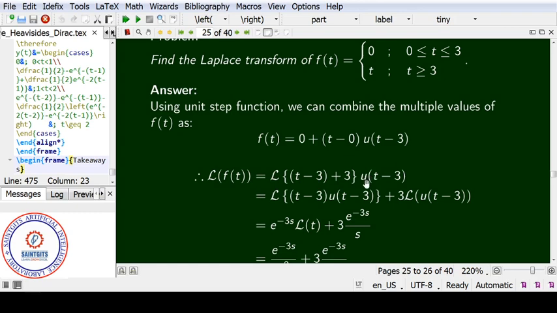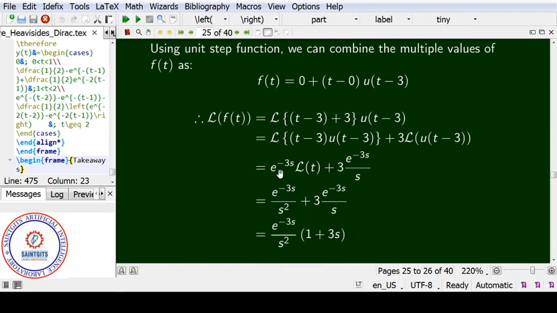Now look, here we have t minus 3, so we have to rearrange this t to get a t minus 3 term here. So t can be rearranged as t minus 3 plus 3. When we simplify this, we get t back. So L of t minus 3 plus 3. Then we distribute this and apply the Laplace transform. So L of t minus 3 into u of t minus 3 plus 3 into L of u of t minus 3. Apply the second shifting theorem here, and evaluate the Laplace transform of the unit step function.